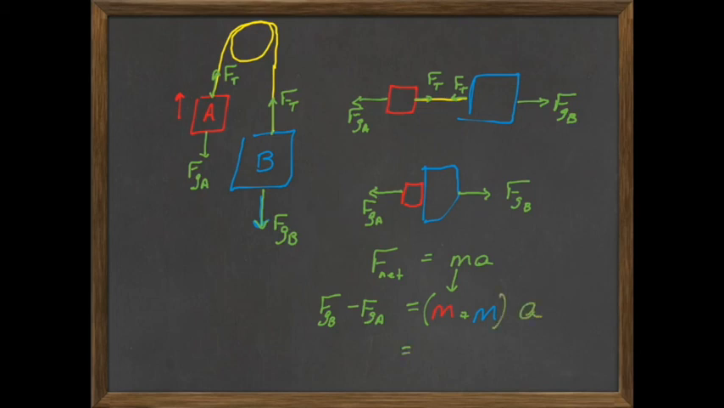So if I wanted to solve this for a, we would divide off the masses. And so let's put in the gravity for B. The gravity on B would be a mass times gravity. The gravity on A would be a mass times gravity as well. Keep in mind, these masses are different. That's why I'm trying to keep them in color code. And then we would divide that by the sum total of the two masses. And that would be our acceleration.